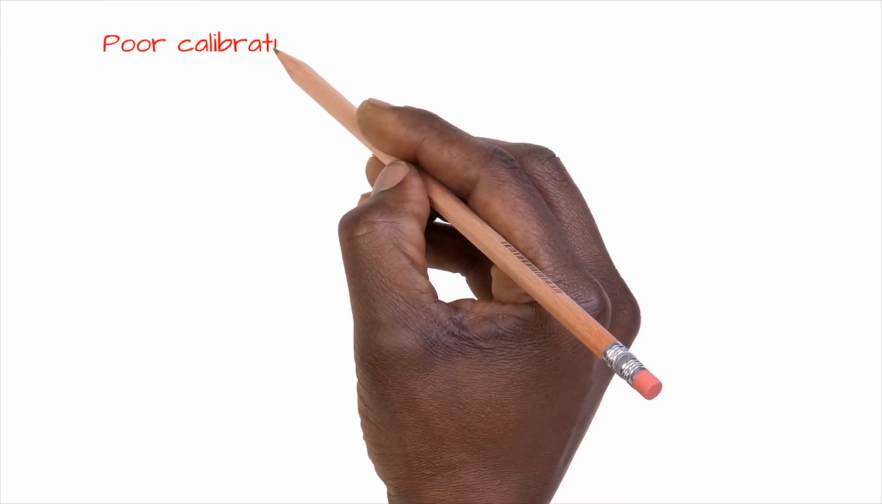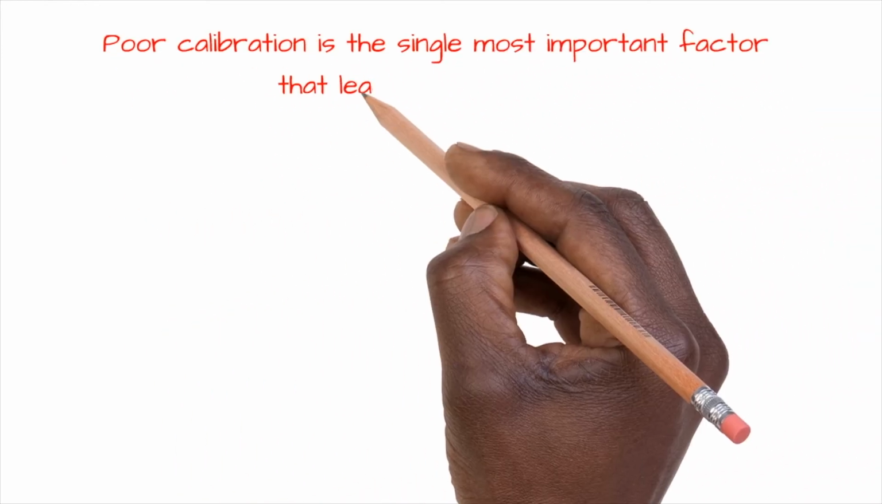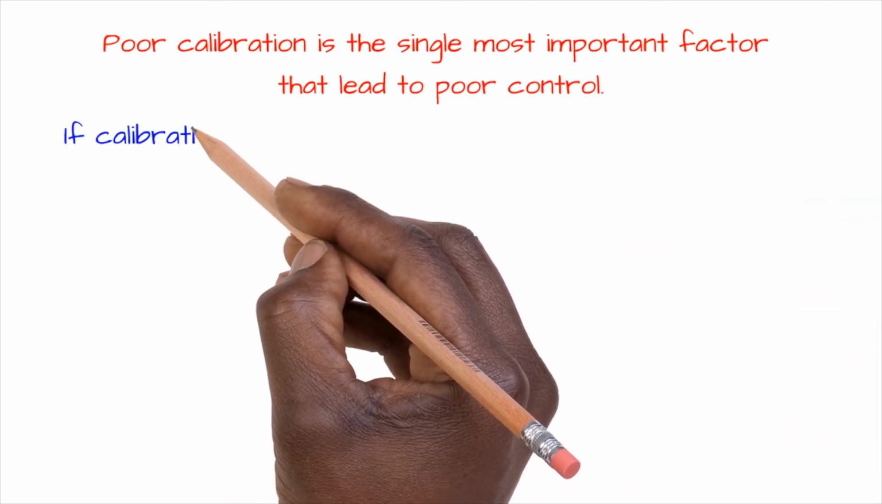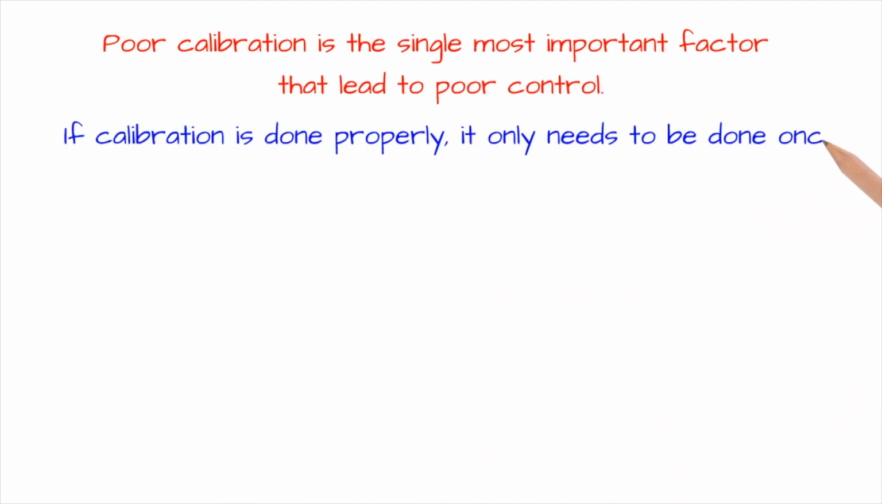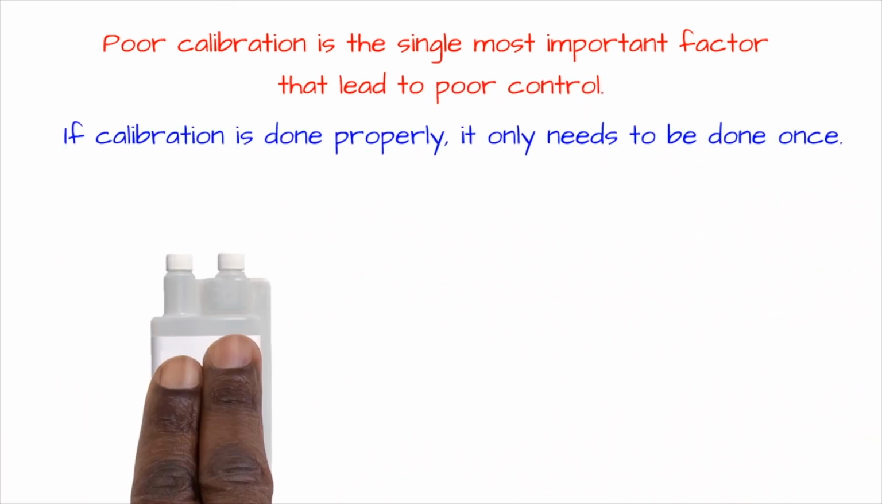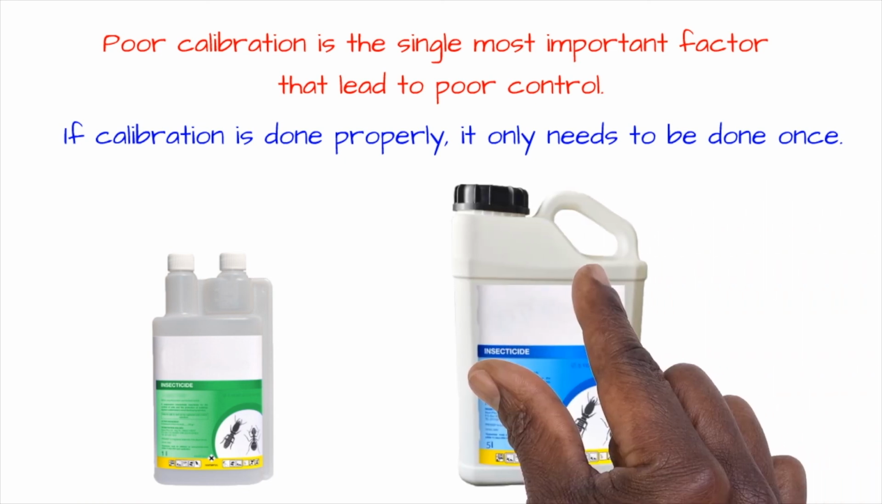Poor calibration is the single most important factor that can lead to poor control. If calibration is done properly, it only needs to be done once. Thereafter, you can easily change to other products using the same calibration.